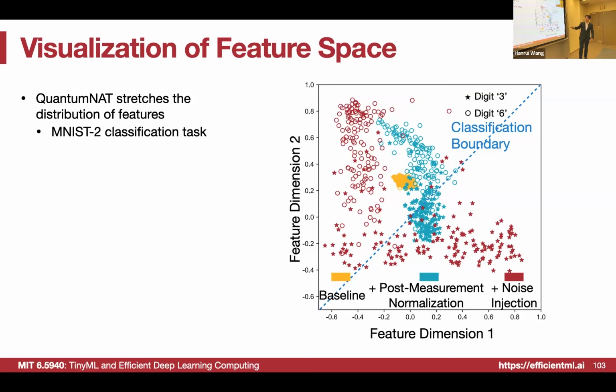And most of the circles are classified correctly, because we can see maybe only one is not. For the stars, most of them are on the correct side, and some of them are misclassified, but it's much smaller compared with the previous two distributions. So that visually shows the effectiveness of our several techniques.